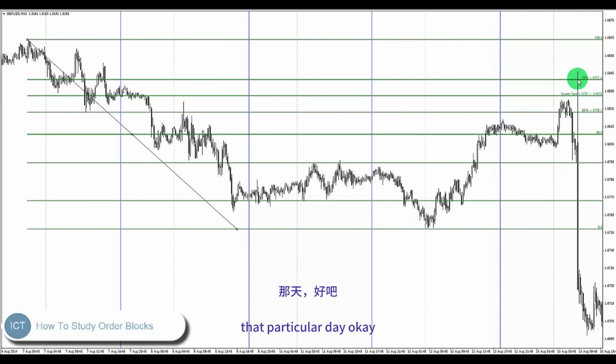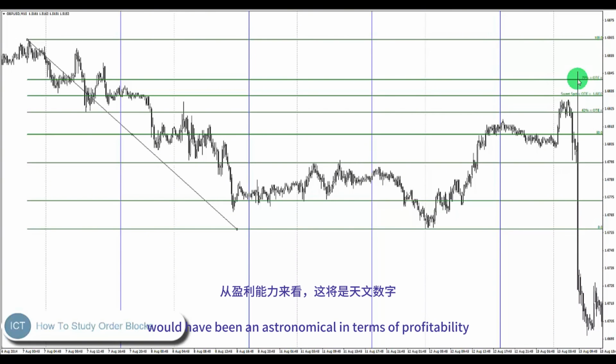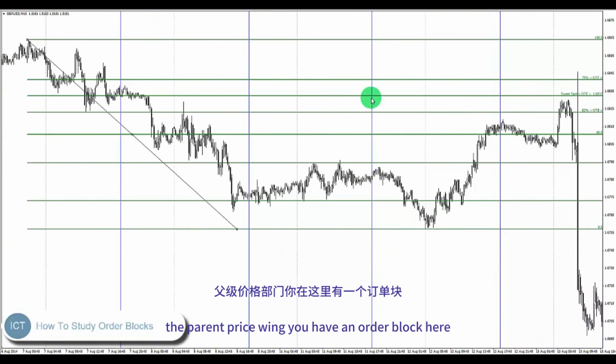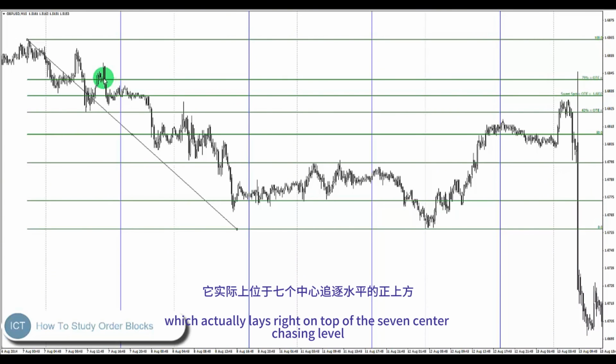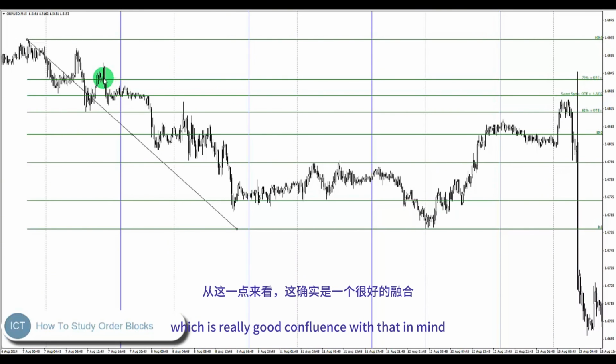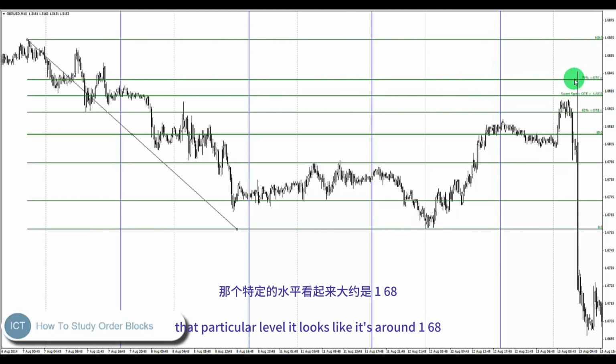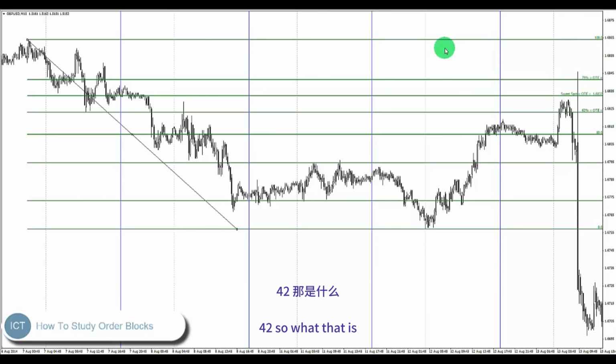That particular day would have been astronomical in terms of profitability. The parent price swing, you have an order block here. You have a very handsome order block right there, which actually lays right on top of the 79 retracement level, which is really good confluence. With that in mind, that particular level looks like it's around 168.42. Is that what that is?